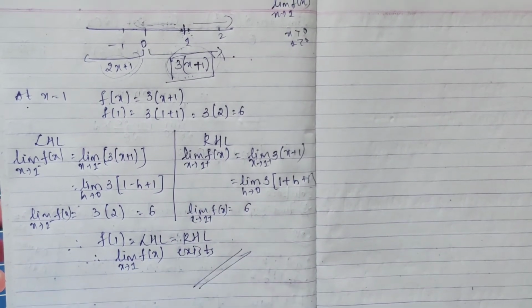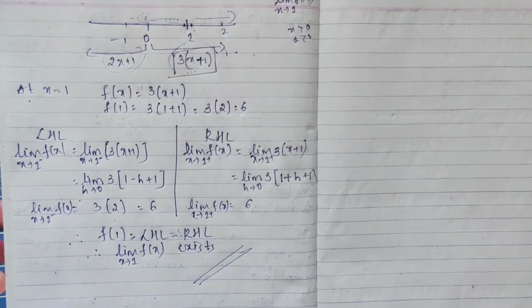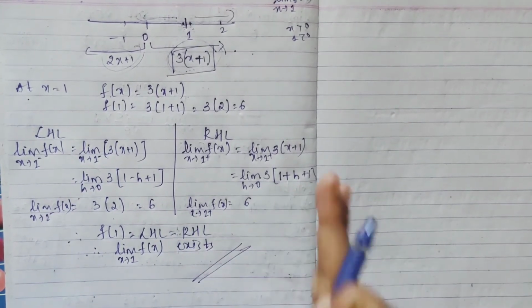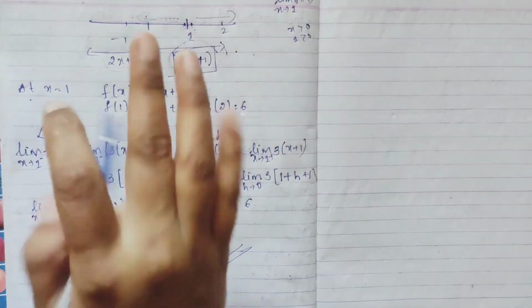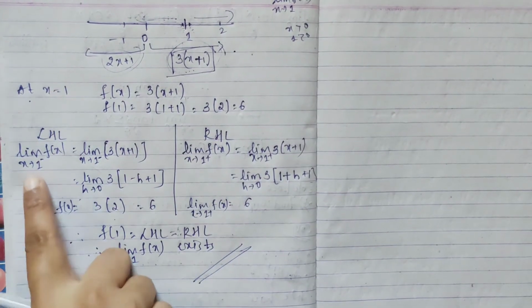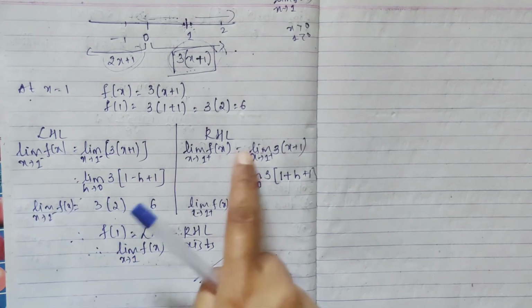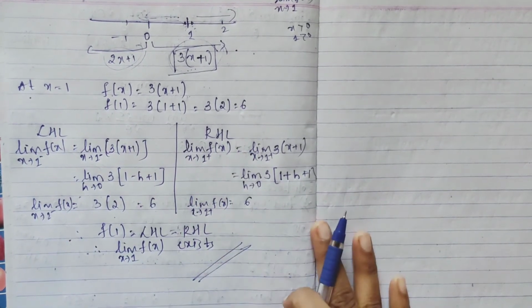I hope I am clear how you have to solve it. Whenever you have branched functions, you have to go for LHL and RHL at that point, and check what they are tending to at this point.